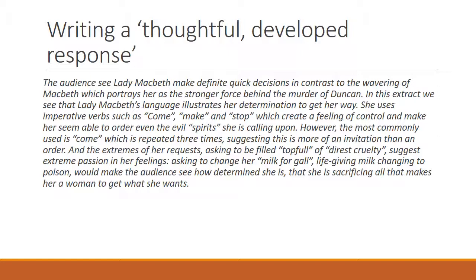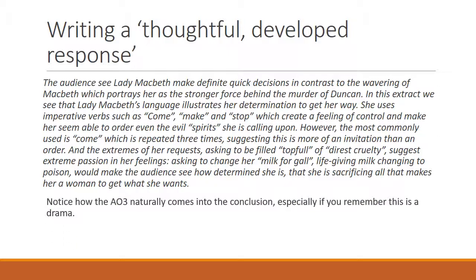So there we are. Now do notice in this paragraph here how the AO3 naturally comes into the conclusion, especially as it says here, if you remember this is a drama, how the audience reacts to the fact that this is a woman saying it. I've no need to say it is unusual for a woman of this time. No. I'm just pointing out that she is a woman, and the audience will therefore notice just how determined she is.